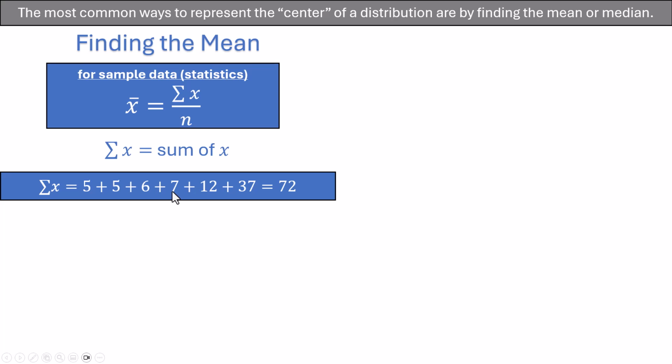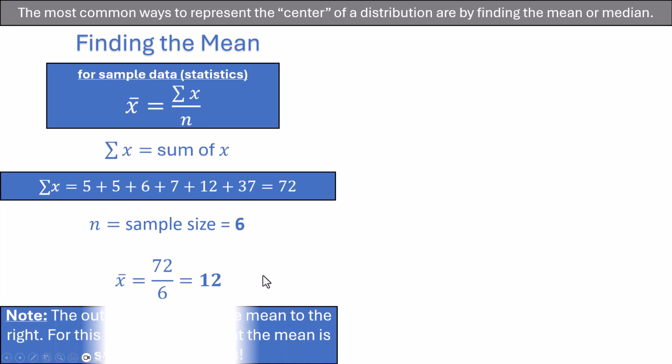Let's say we have the data values 5, 5, 6, 7, 12, and 37. If that was the case, then the sum of x, the numerator in our mean calculation, will just be adding all those numbers together, which is equal to 72. Lowercase n is our sample size, which is 6, because there are 6 different numbers in our sample. Putting everything together, we can find the sample mean x bar by taking the sum of x, which is 72, and dividing by 6, which gives us 12. The sample mean is equal to 12.